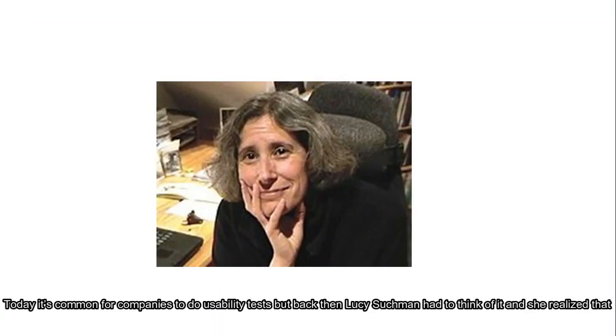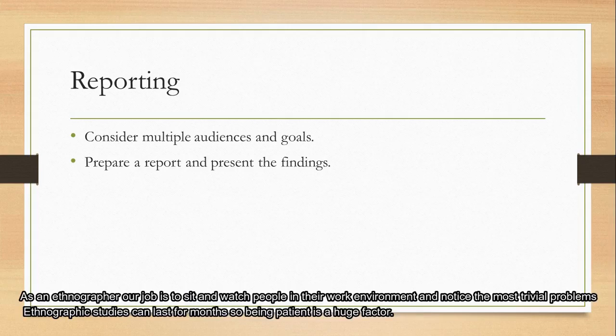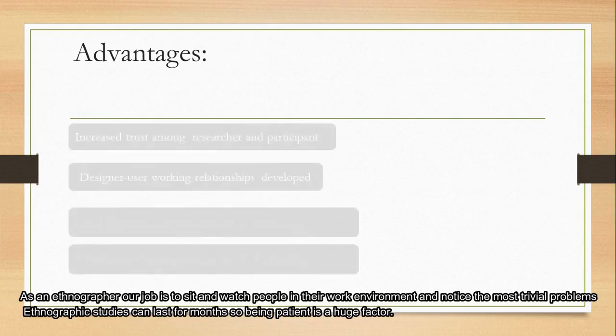Today, it's common for companies to do usability tests. But back then, Lucy Suchman had to think of it, and she realized that she could observe people to figure out how to make their products easier to use and also what products to invent for the target audience. Asking people to report a problem is not optimal, as people don't think to report a lot of the problems they think are too trivial or they themselves might have not noticed. As an ethnographer, our job is to sit and watch people in their work environment and notice the most trivial problems. So ethnographic studies can last for months, so being patient is a huge factor.